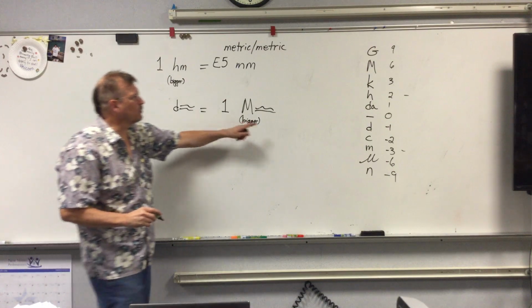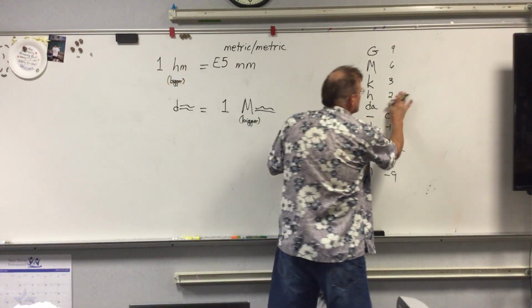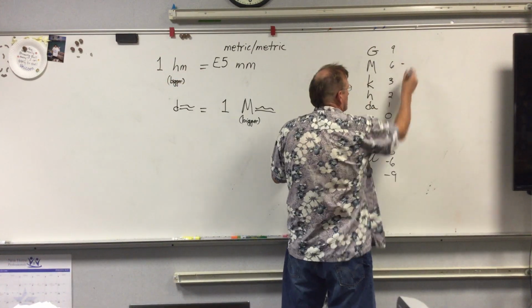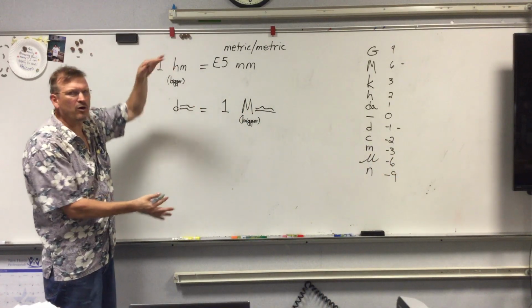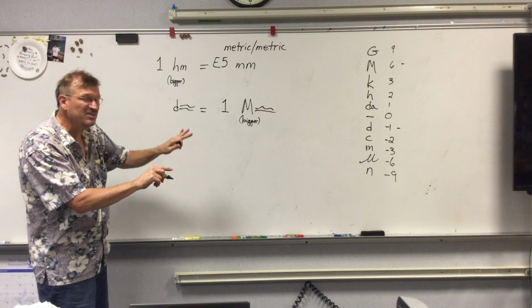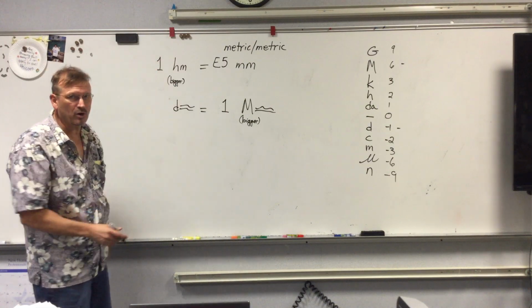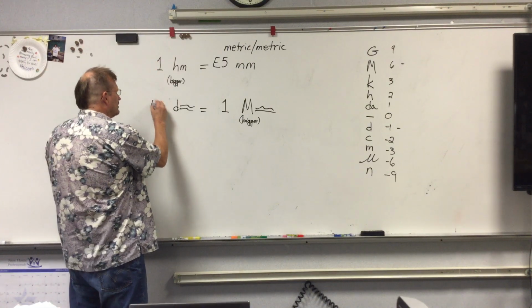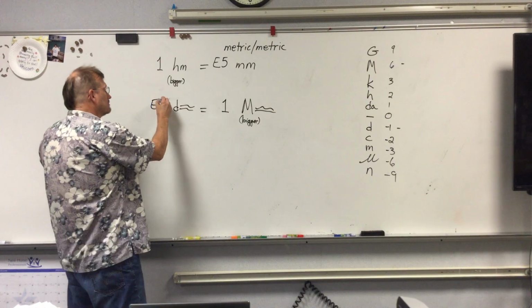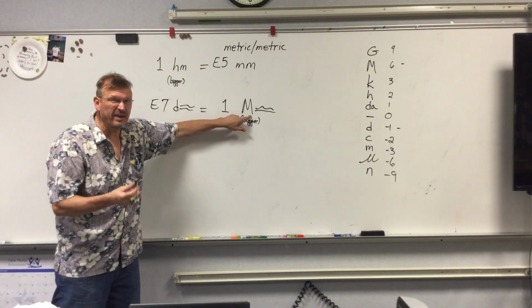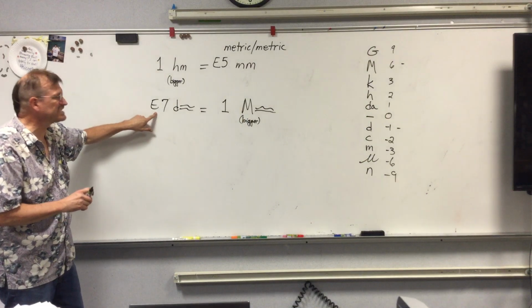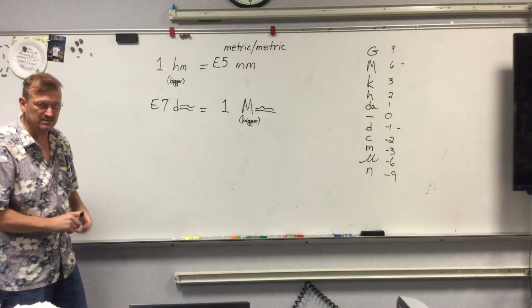And then when we look at where mega is, it's at 6. Deci is at -1. And when we look at how far apart those two are, it's not adding the numbers, it's how far apart they are on a number line. The answer is 7. So 1 mega thing equals 10 to the 7th deci things.